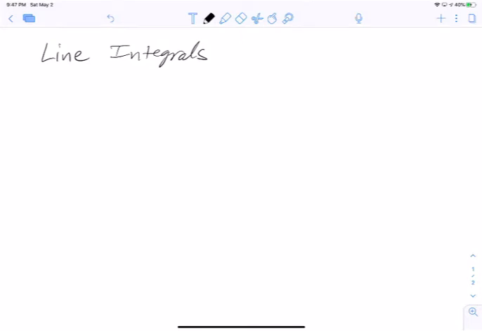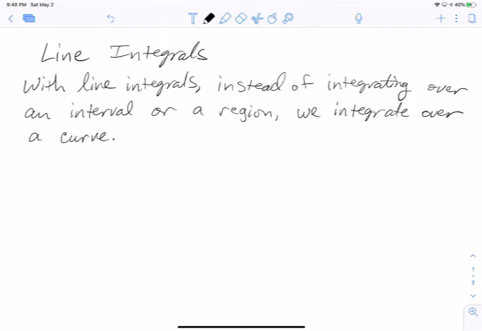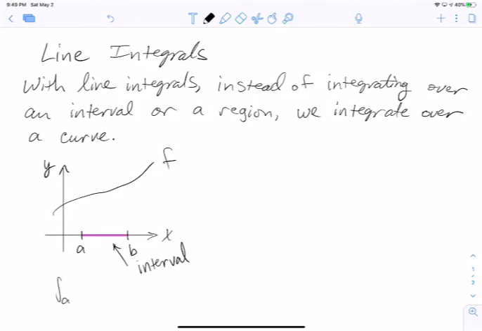With line integrals, instead of integrating over an interval or a region, we integrate over a curve. Here's what I mean by an interval or a region. When we first learned how to integrate over a function f in the xy plane, we integrated over an interval, say from a to b. And our integral, of course, looked like an integral from a to b of f of x dx.